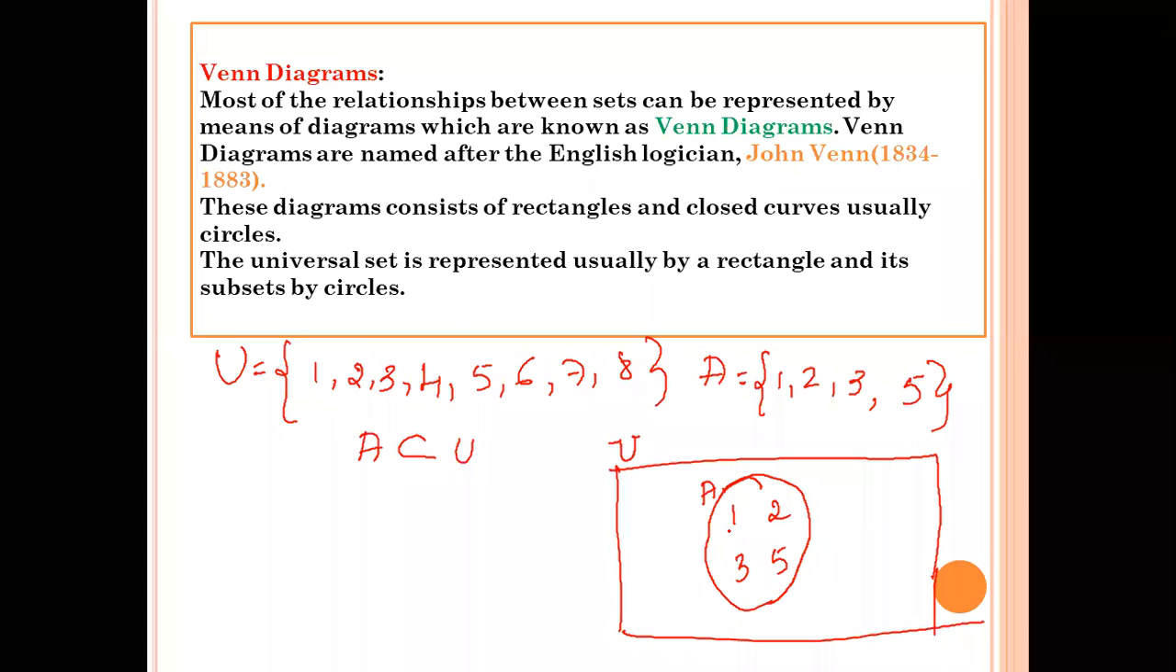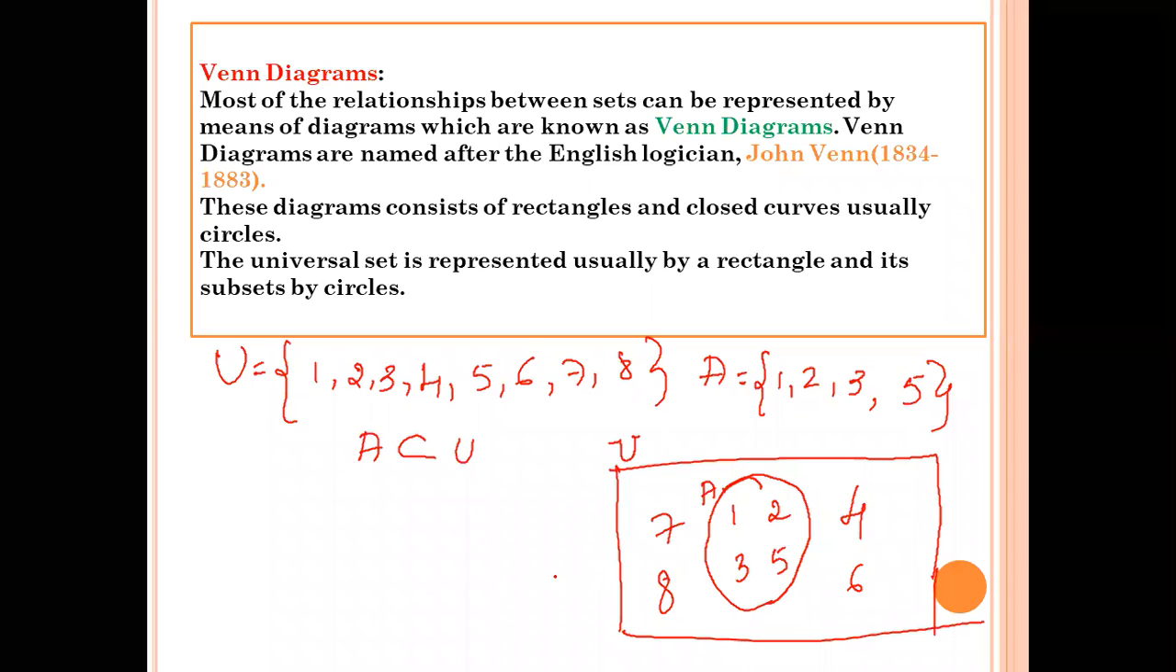So what are the elements which I have to write outside this circle and inside the rectangle? 4 6 7 8. The universal set should have all the elements. All the elements are inside the rectangle, because the circle is inside the rectangle. But set A we represent using a circle, and it has 4 elements, that is 1 2 3 5. So by looking at the Venn diagram, you can say which is the subset of which, what the universal set is, and what the elements in the universal set are.